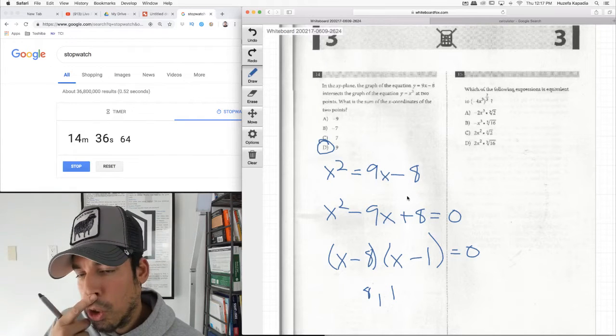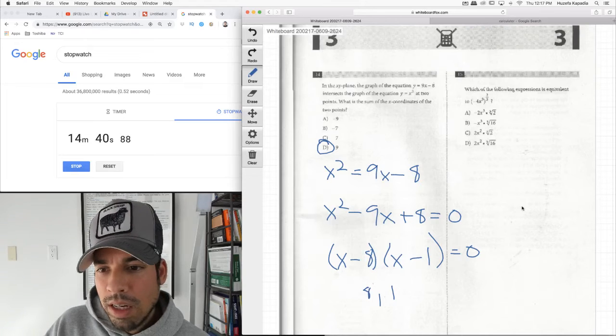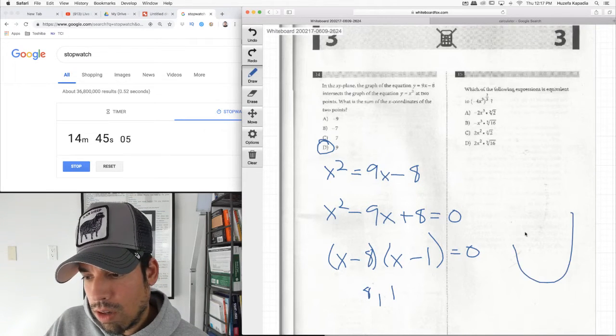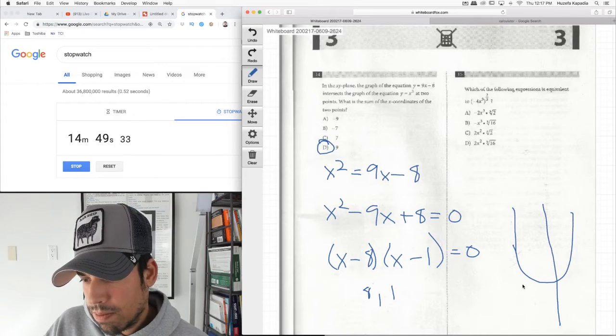Usually with something like this, I'd like to be a little bit more thorough if I have the time. Like I'd graph it out, just to be safe. And I'd say something like, okay, and it's 9x minus 8. I don't know. Let's see. And then minus 8. And then it's like shooting straight up.